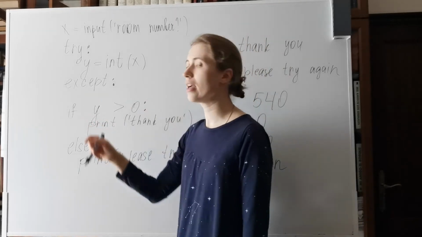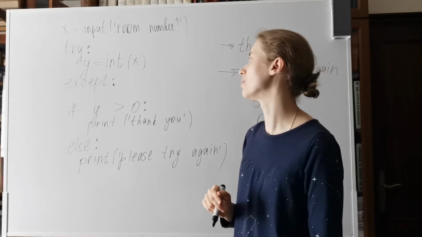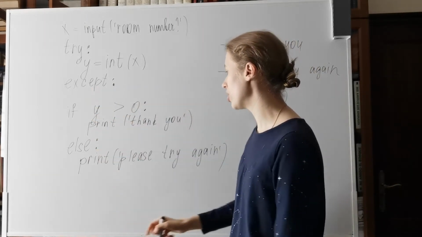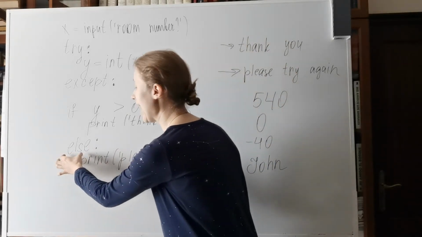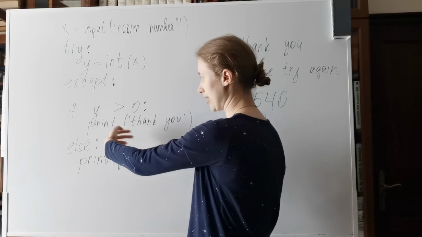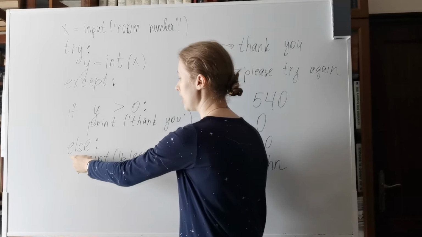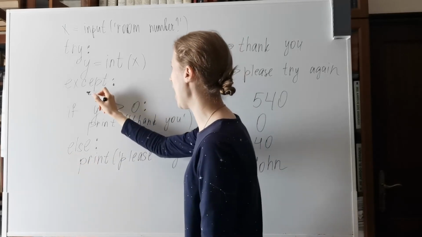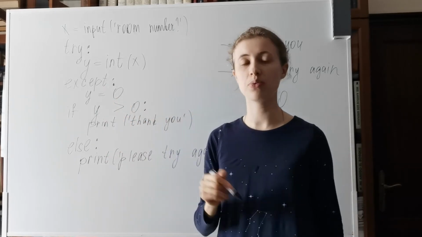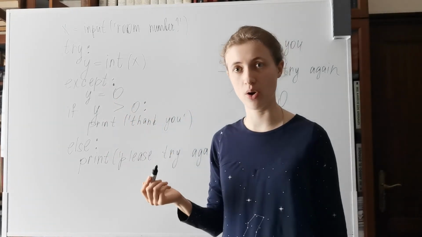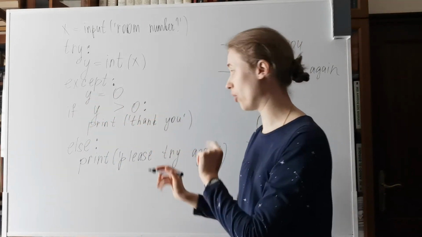But now let's come back to our except block. So what do we write here? To the except block, in order to receive this output, let's write something from this else condition, not from if. In except block we shouldn't receive any "thank you." We have to receive "please try again." So let's write here that y is 0, y equals to 0.